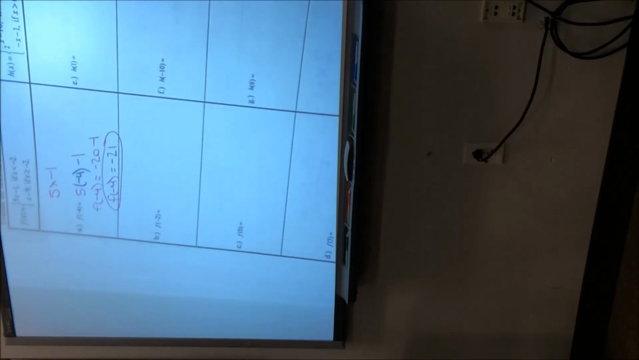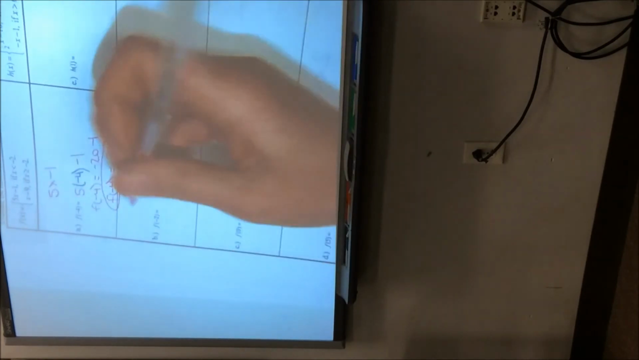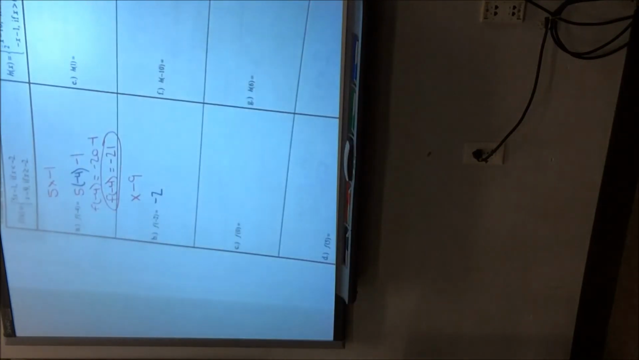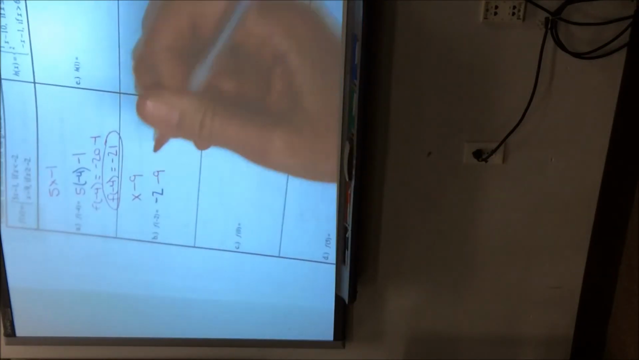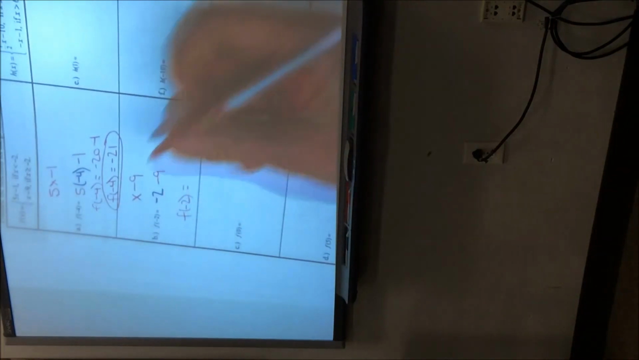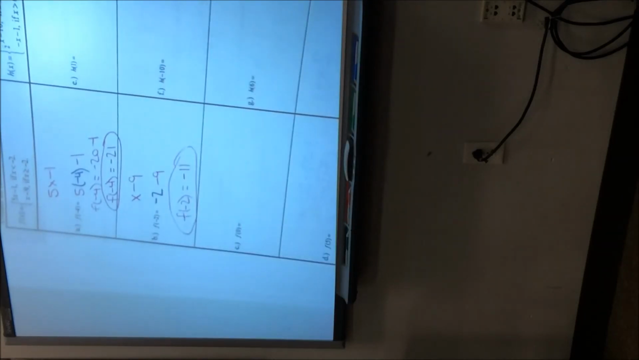F of -2, which equation would I use? X minus 9. Because if x is greater than or equal to -2, I use x minus 9. So, plugging in -2 where I see x, I get -2, subtract 9. So my function, when x is -2, equals -11. My x value is -2, my y value, or my output, is -11.